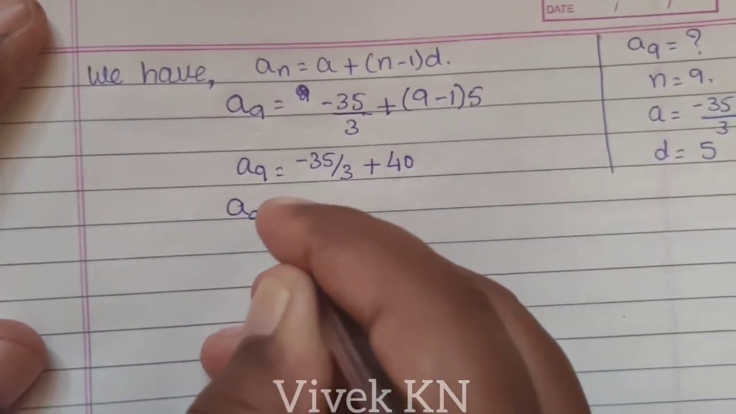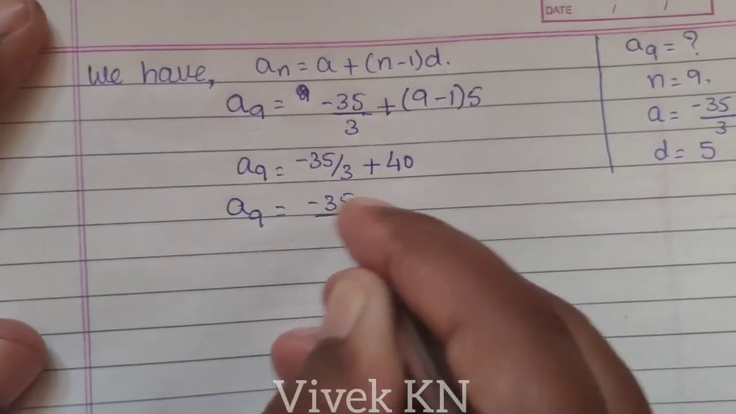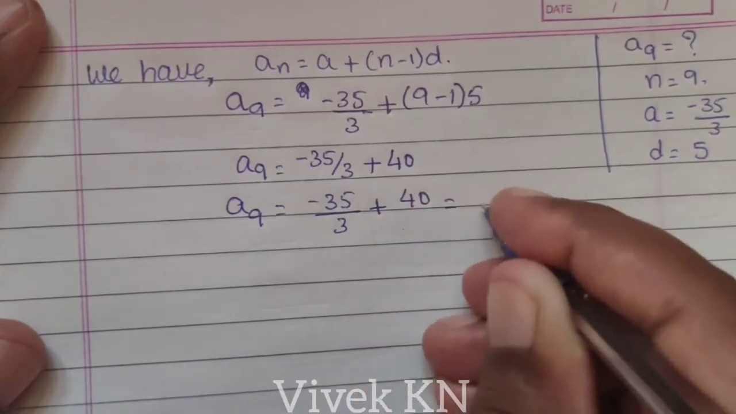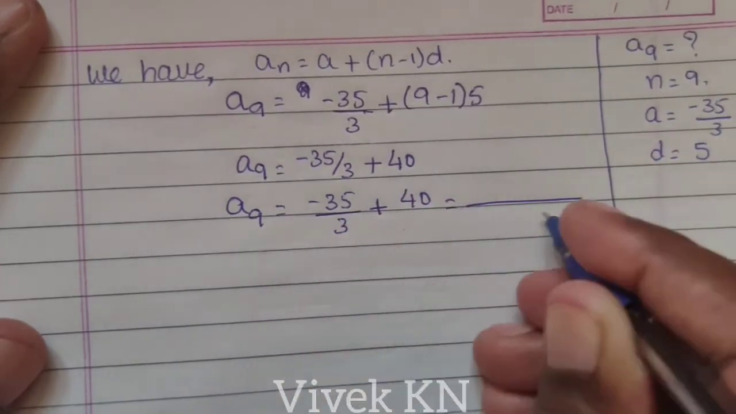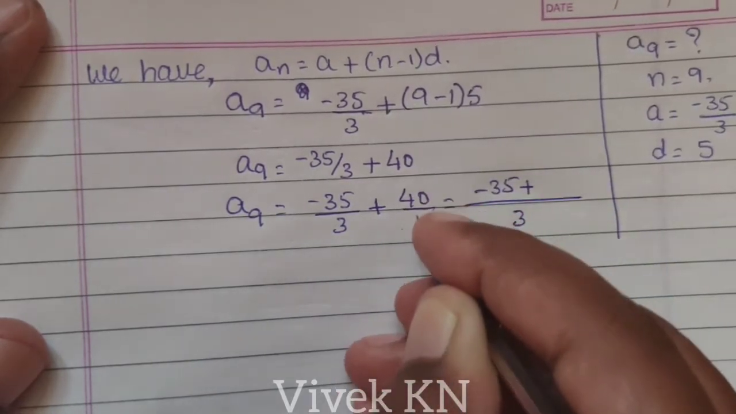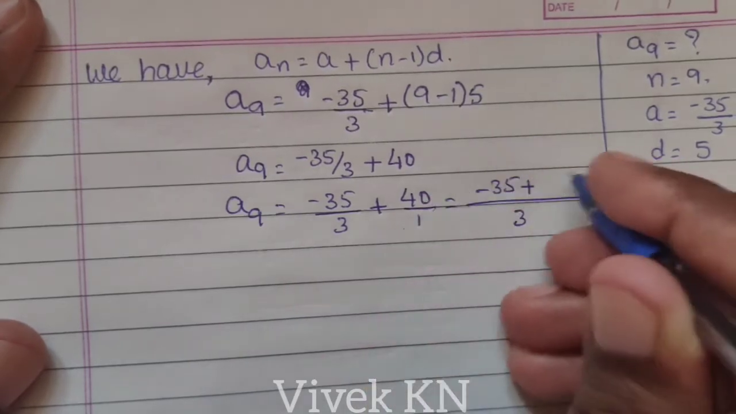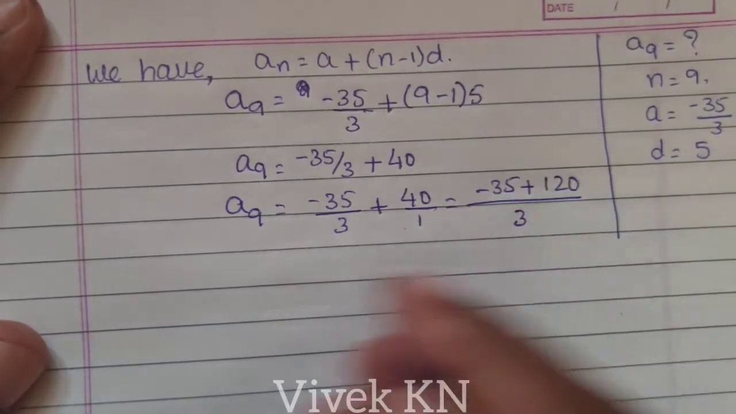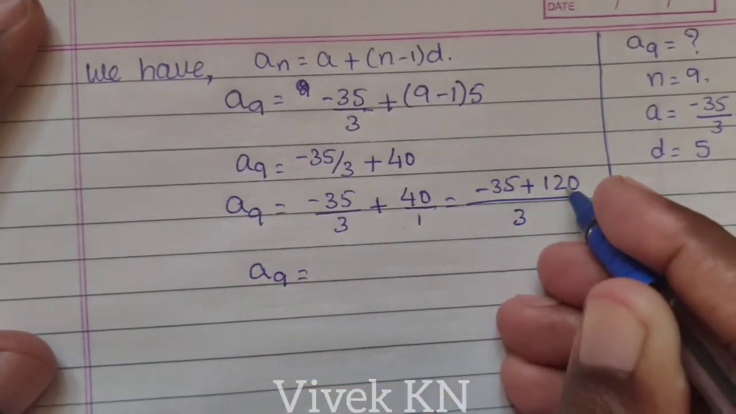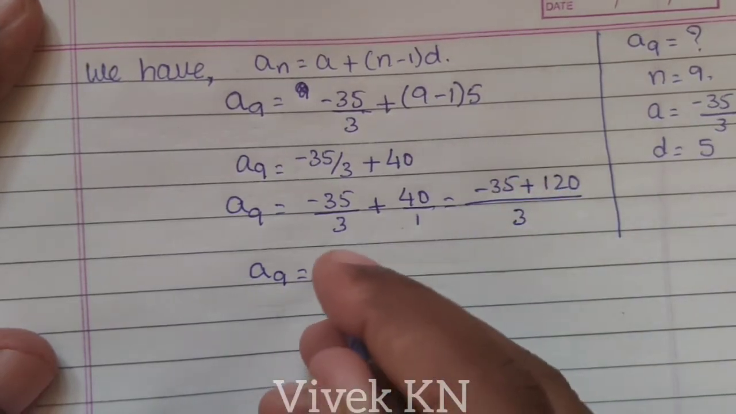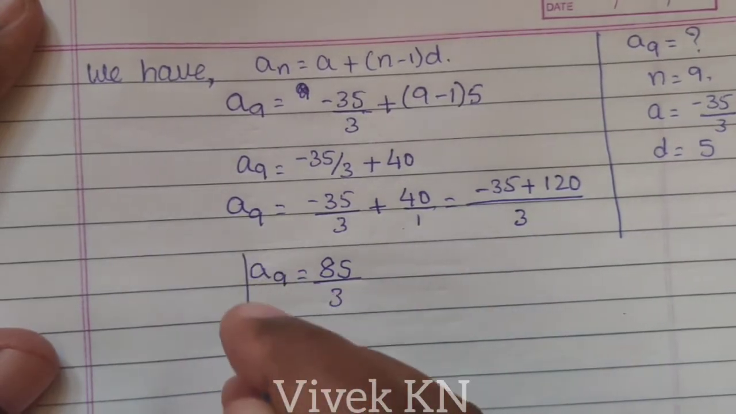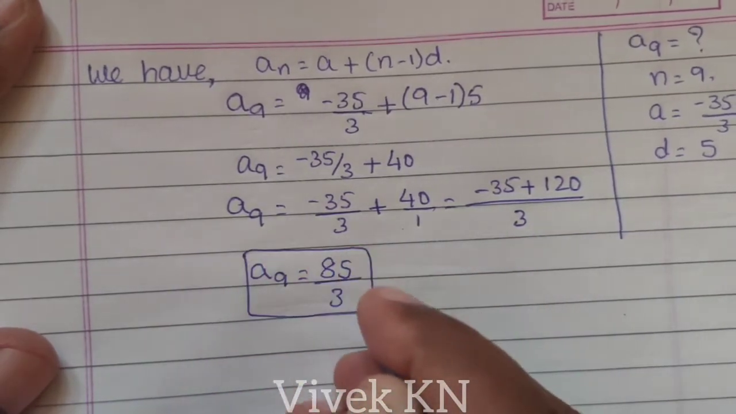That is a9 is equal to minus 35 by 3 plus 40. Here the LCM is 3, minus 35 plus 3 into 40, 120. That is a9 is equal to 120 minus 35, we get 85 divided by 3. This is the value of the 9th term.